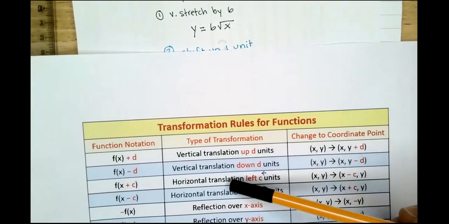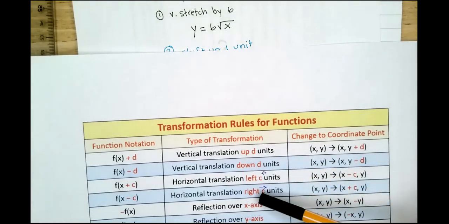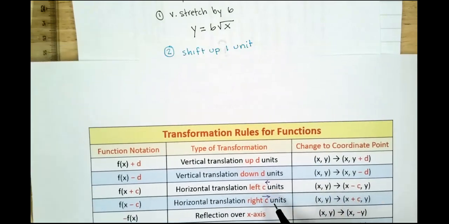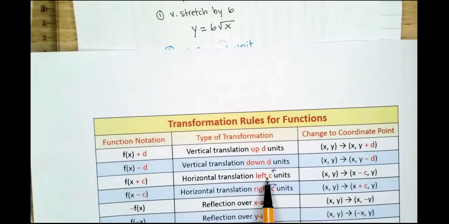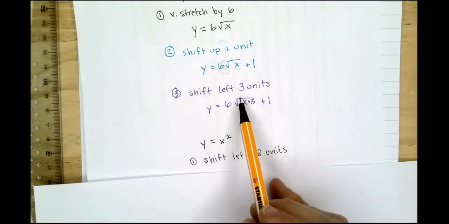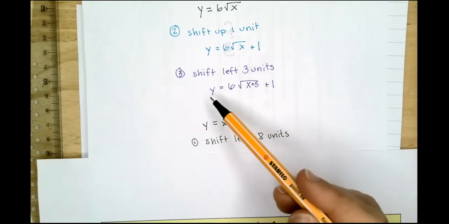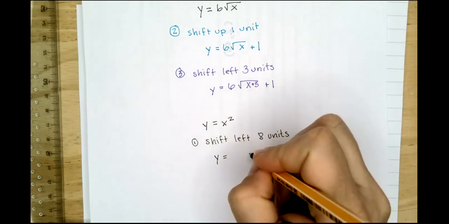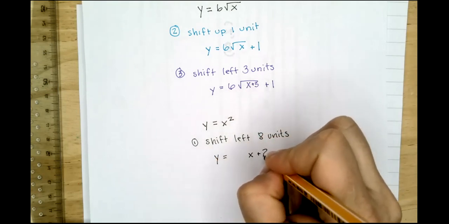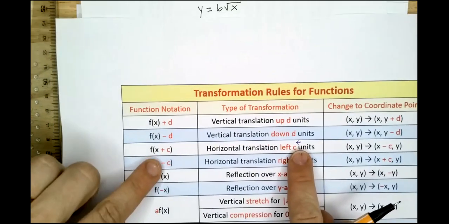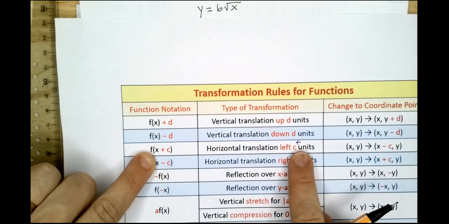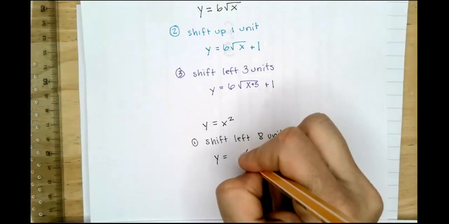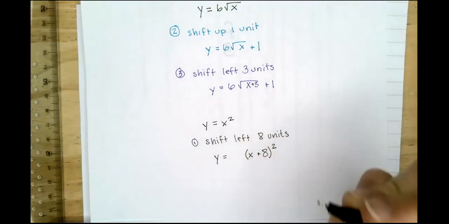Okay, again, for the shifts, look for up, down, left, and right, because they call it translation, but my math lab calls it shift. So shift left 8 units was just like shift left 3 units, even though you're going in the negative direction, you're putting a plus. So it's going to be y equals x plus 8. Remember that it's inside the parentheses. Okay, if it's up and down, it's outside the parentheses. If it's left and right, it's inside the parentheses. So it's going to be this.